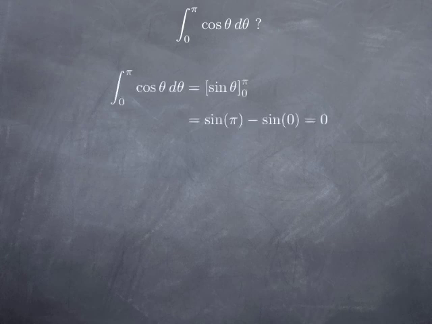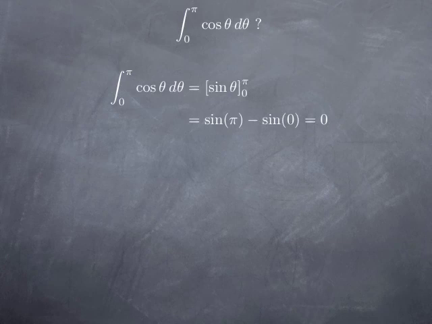Another example. Let's say we want the integral from 0 to pi of cosine theta d theta. The cosine function is continuous, and therefore it's in particular continuous on the interval 0 to pi. So all we need to calculate this definite integral is the indefinite integral, in other words, an antiderivative. So a function whose derivative is cosine, we know what that is. Antiderivative of cosine is sine. So that means that my integral is simply the sine function that I'm going to evaluate between pi and 0.